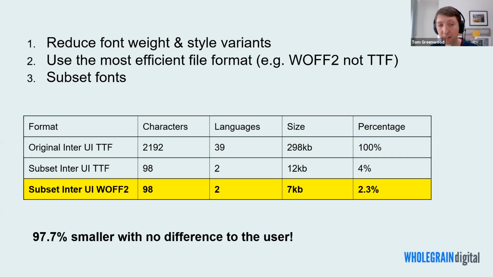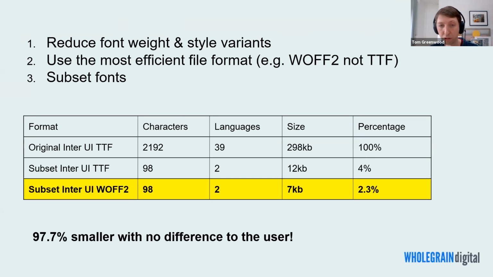We can really cut this down just by thinking carefully about what we do and we don't include. So we can firstly reduce the number of variants. So you might only need 1 weight, don't use all 9. But then we can also do what's called subsetting of the font. And we can also change the file format to a file format called WOFF2, which is like the WebP of fonts. It's just much more efficient, smaller files.